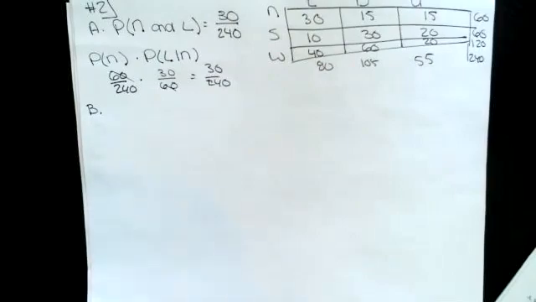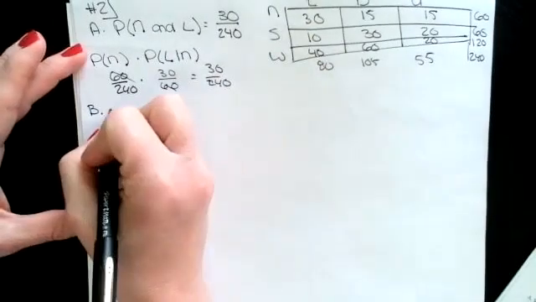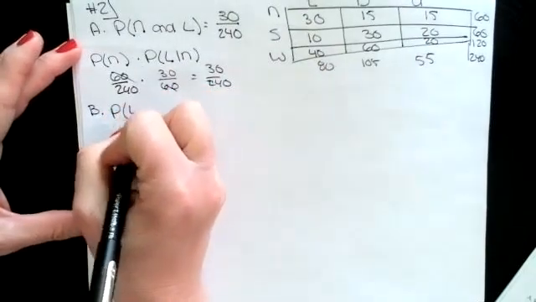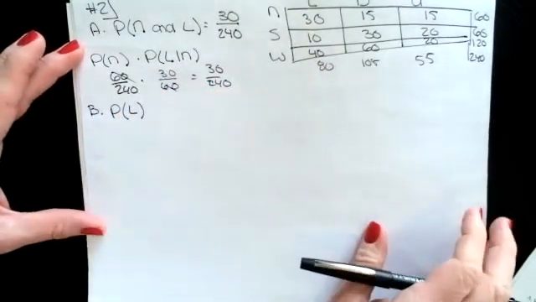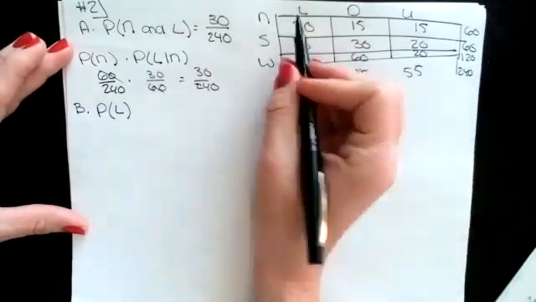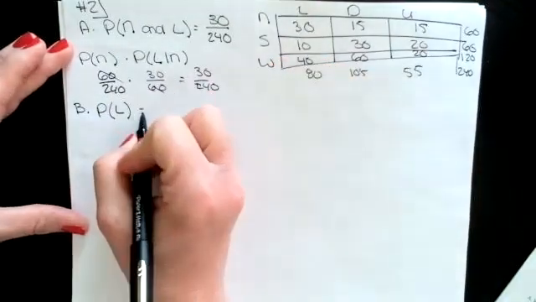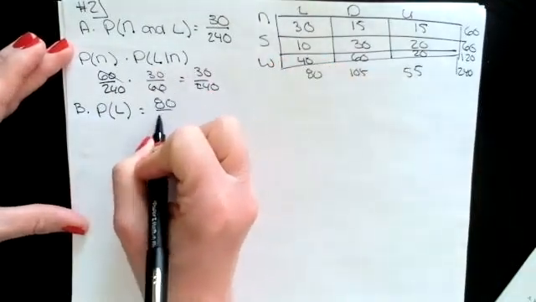Okay, so what is the probability that a person in the study likes? So just the probability of L, so likes, so we're looking at 80 out of 240.